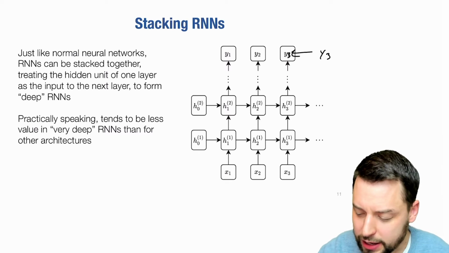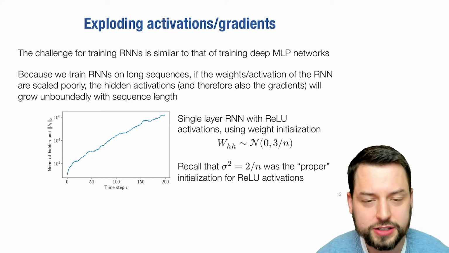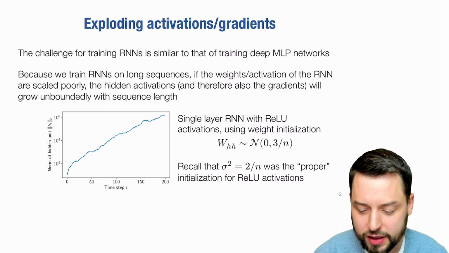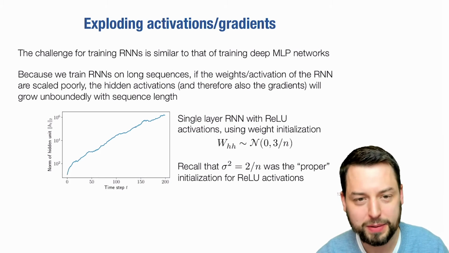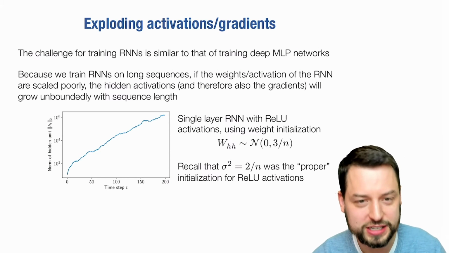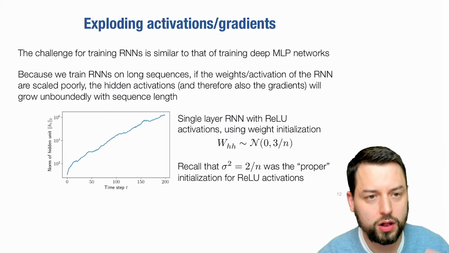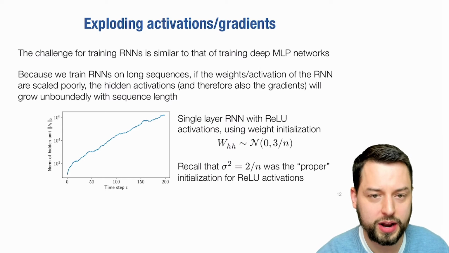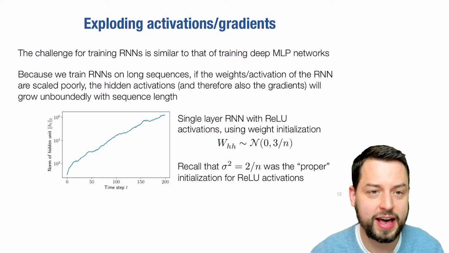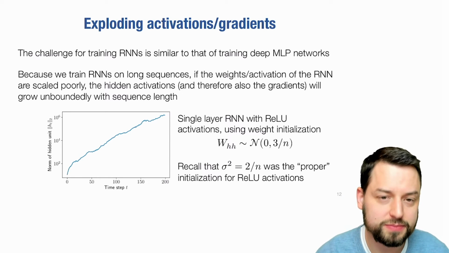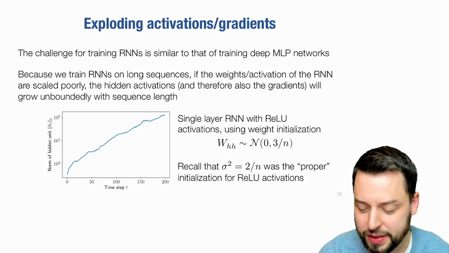Okay, now let's talk a little bit about the challenges of training RNNs. The challenges of training RNNs are frequently called either exploding or vanishing activations and gradients. But I want to highlight both of these two possibilities here. And to do this, I'm going to recall things we talked about when we talked about training very deep multi-layer perceptrons, in the lectures on normalization, regularization, and initialization.